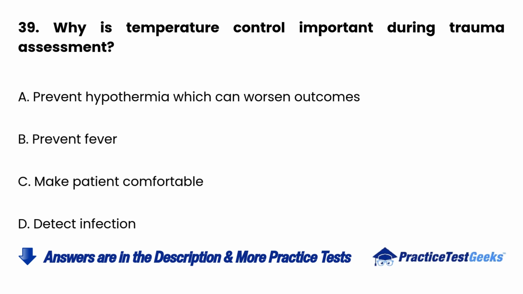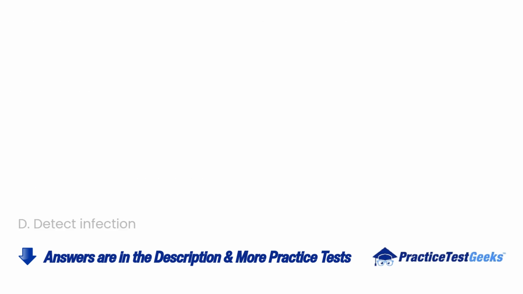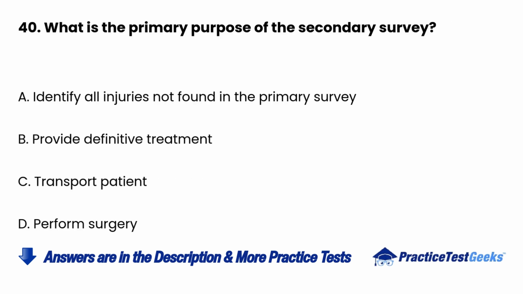A. Prevent hypothermia, which can worsen outcomes. B. Prevent fever. C. Make patient comfortable. D. Detect infection. 40. What is the primary purpose of the secondary survey?